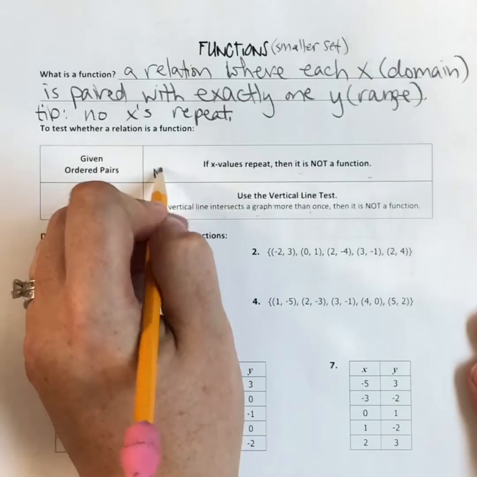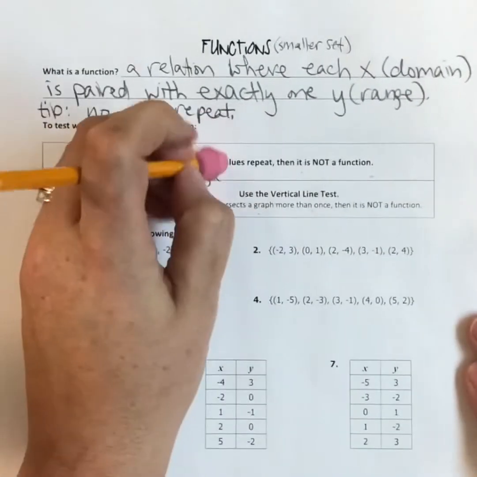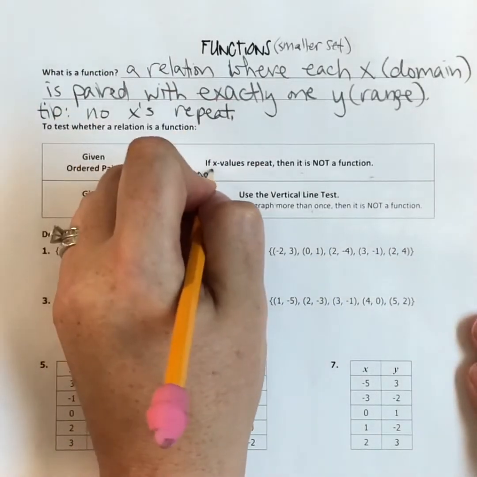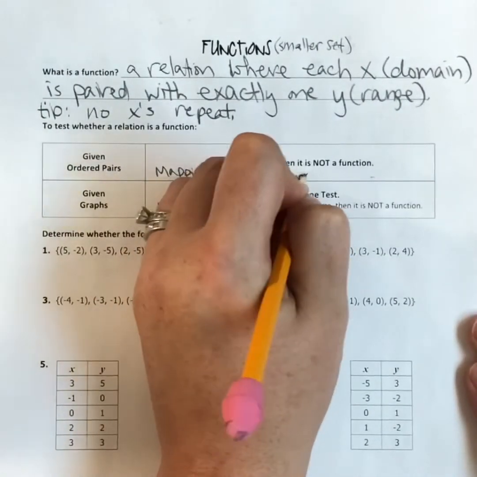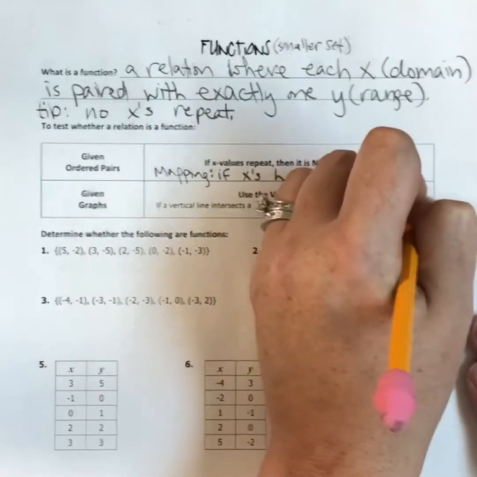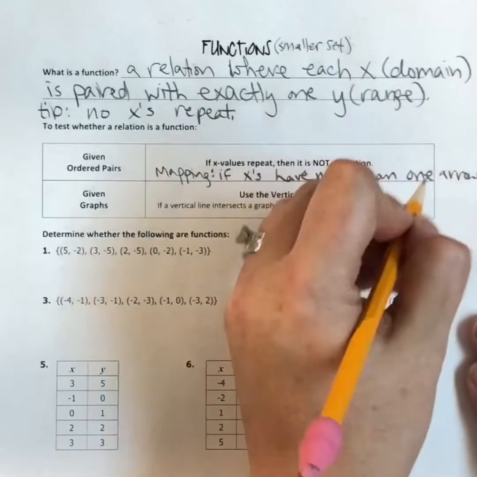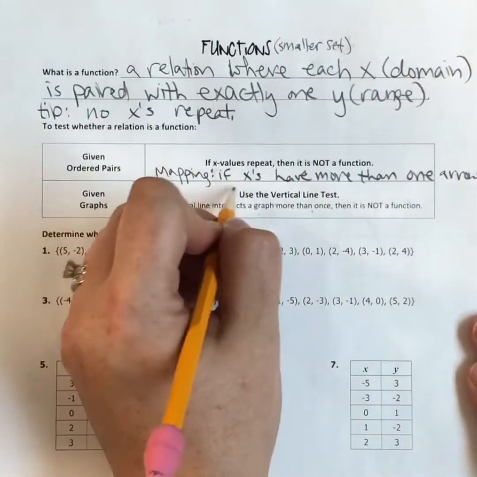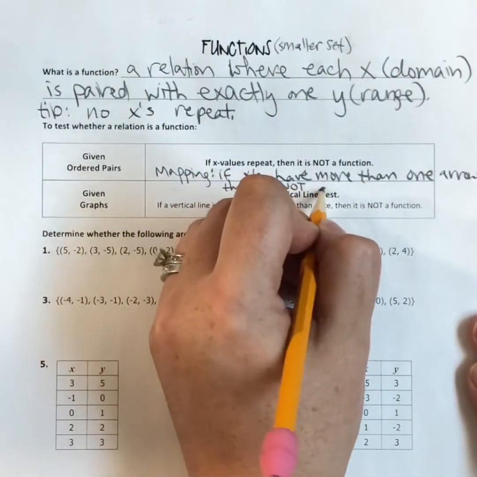Or you can think of it in mappings. Here, if the x's have more than one arrow, then it's not a function.